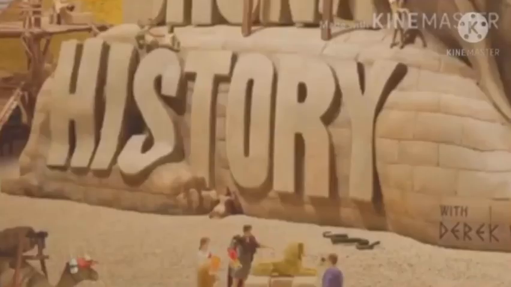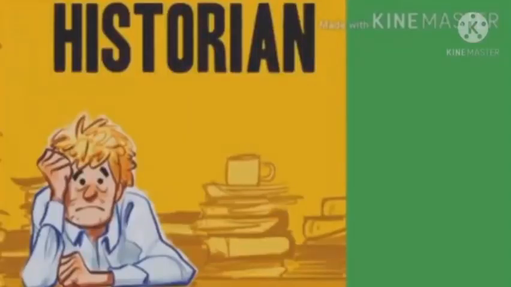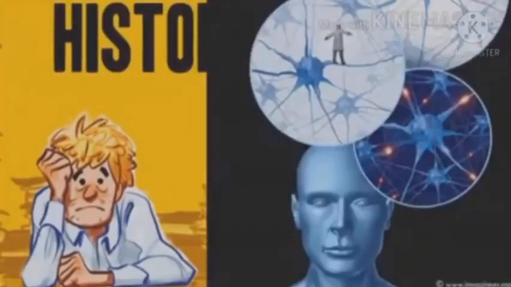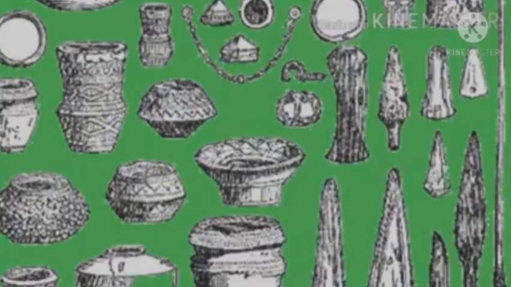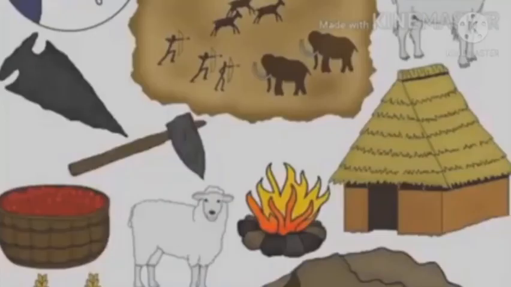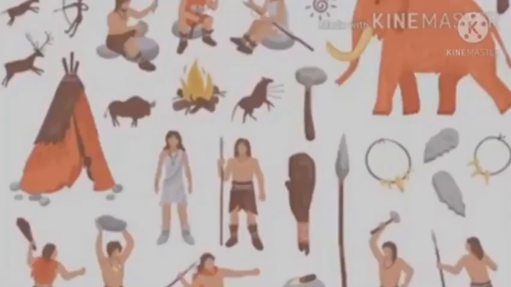So children, in this session we learned what sources are, what history is, who are called historians, what the kinds of sources are, what the kinds of literary sources are, what the meaning of legends is, and so many things.